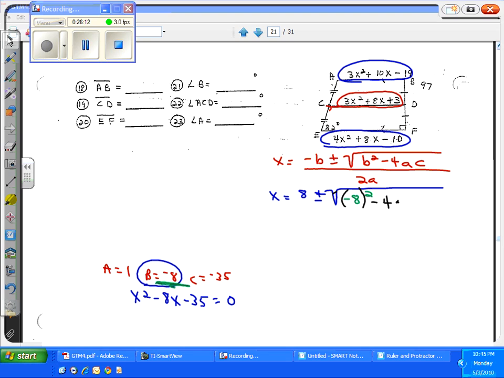The opposite of b plus or minus the square root of plain old b, which is negative 8 squared, minus 4 times a, which is 1, times c, which is negative 35, all over 2 times the a value of 1. Now there's 3 pieces that we're going to do in the first step of solving. We're going to do that piece, we're going to do that piece, and we're going to do the denominator.